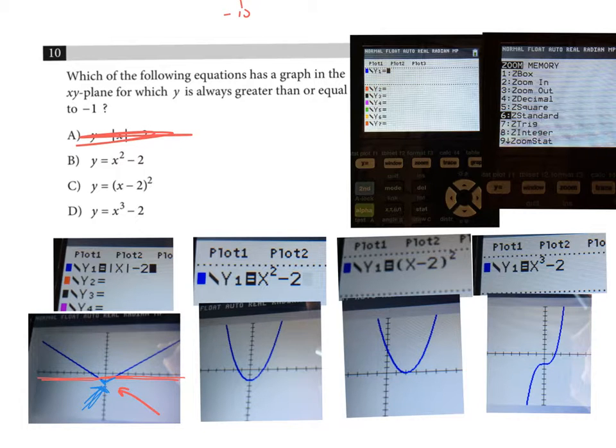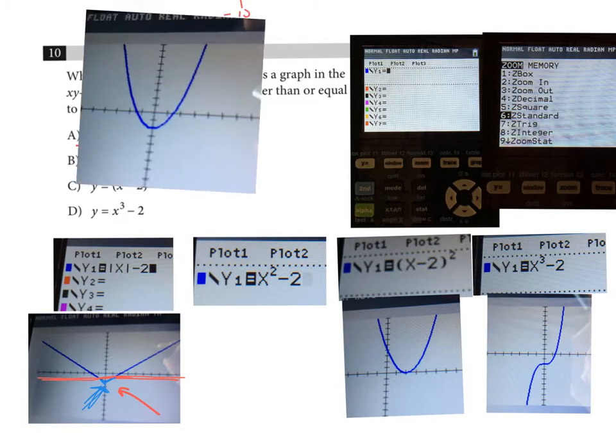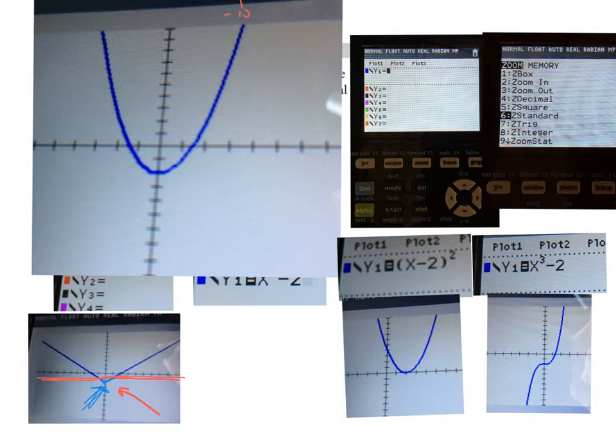Look at this second graph, x squared minus 2. If you look at that one, again, here's -1 on the y-axis, so here's the line y is equal to -1.